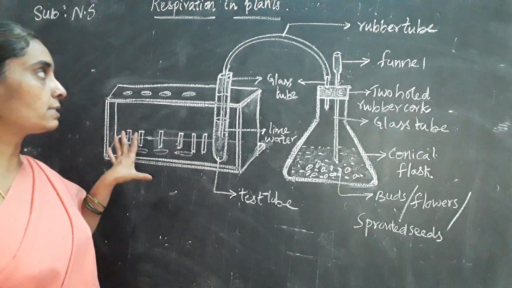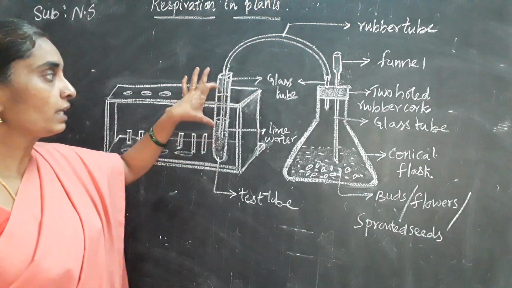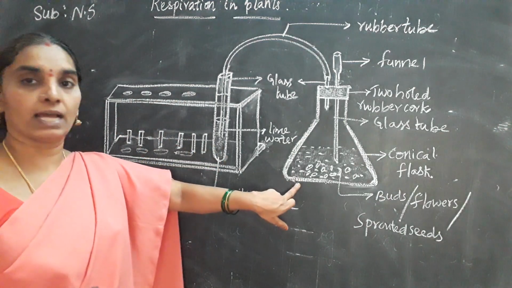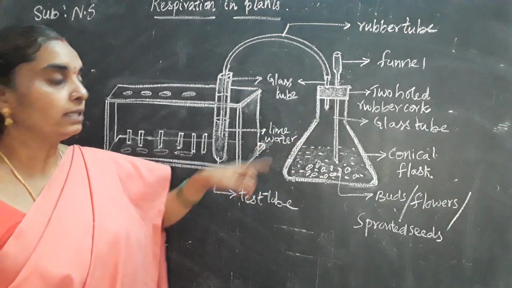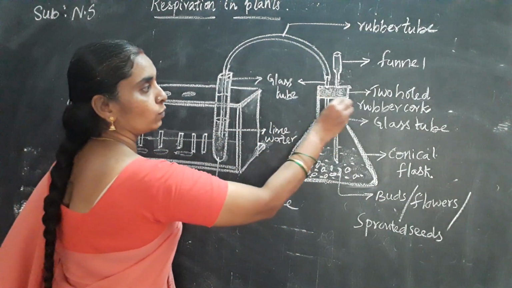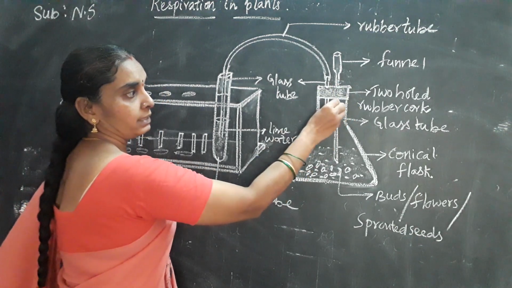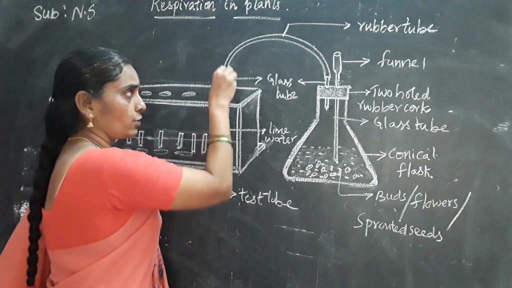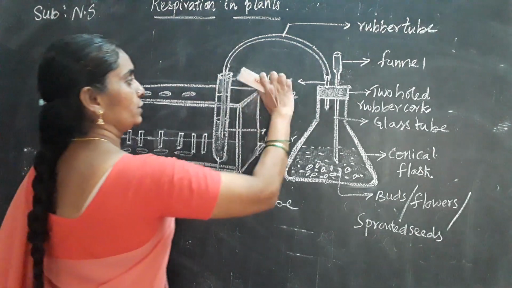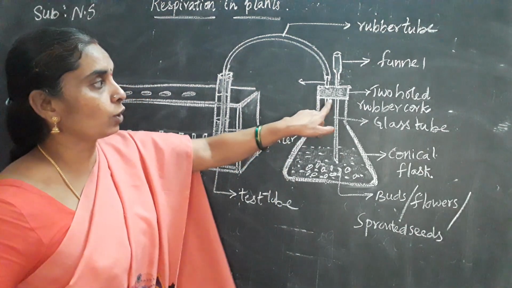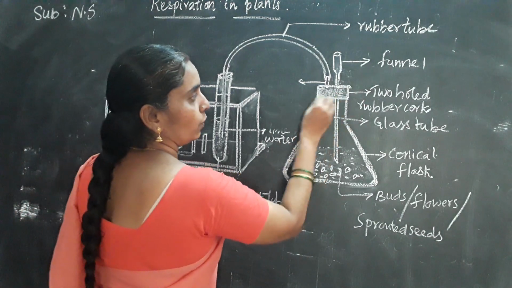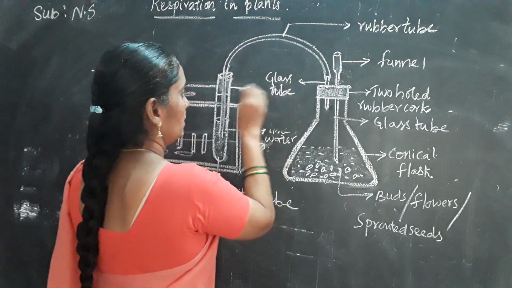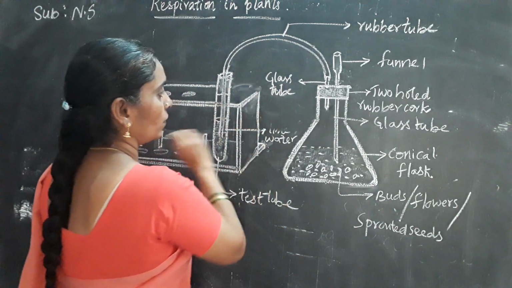Okay children, so this is how we do the experiment. For that we need a test tube. This is a test tube stand, you know it well. This is a conical flask, and you are using a two-hole rubber stopper. These are the glass rods fitted to the stopper, and this is a rubber tube. This is a glass tube and a test tube. Already I have shown you.